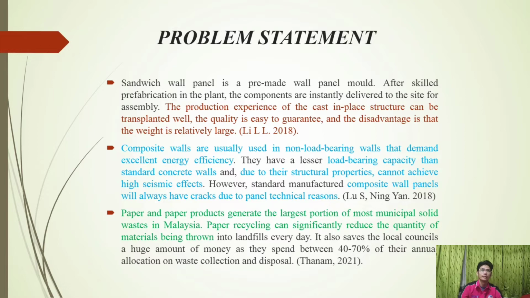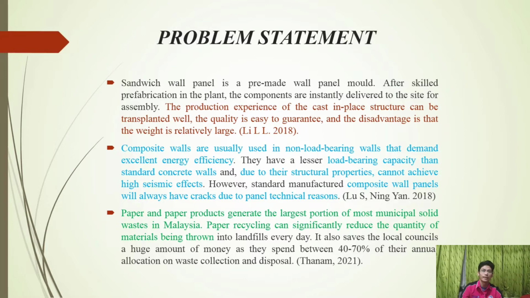2018. The second problem statement is composite walls are usually used in a load-bearing wall that demands excellent energy efficiency. They have a lesser load-bearing capacity than standard concrete wall, and due to their structural properties cannot achieve high seismic effects. However, standard manufactured composite wall panel will always have cracks due to panel technical reasons, according to Lu S.